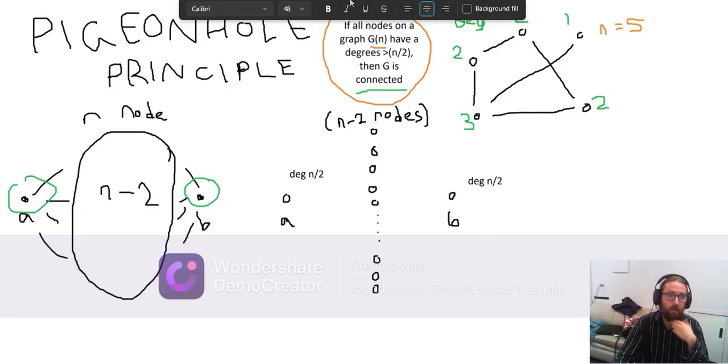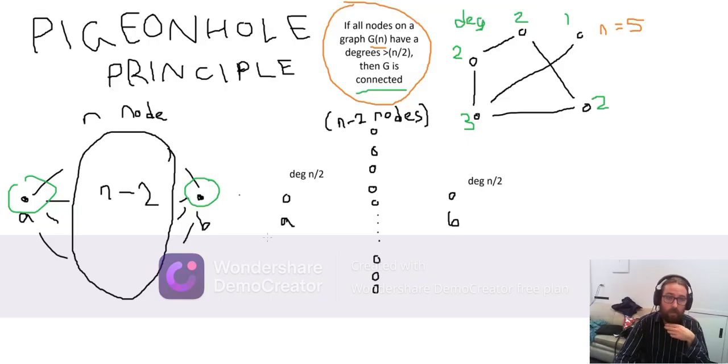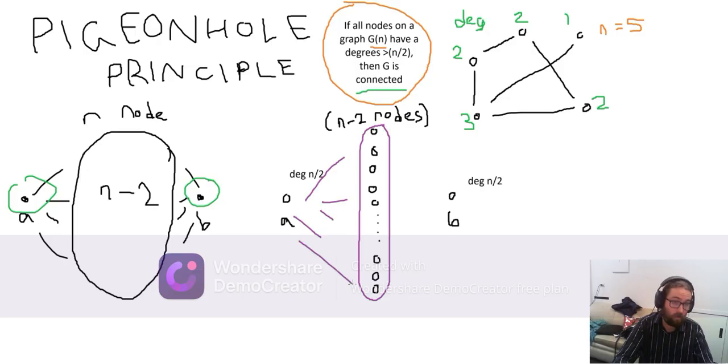Now, there are two scenarios here. Either node A and node B connect, in which case we've proven it. We've proven that there's a connection between any A and any B. So we're done. Or they don't connect. Now, if they don't connect, that means that A has to connect to n over 2 of these, and B has to connect to n over 2 of these. So A connects to some stuff in here. B connects to some stuff in here. Now A has to connect to n over 2 of them, and B has to connect to n over 2 of them. And now here's where the pigeonhole principle comes in.